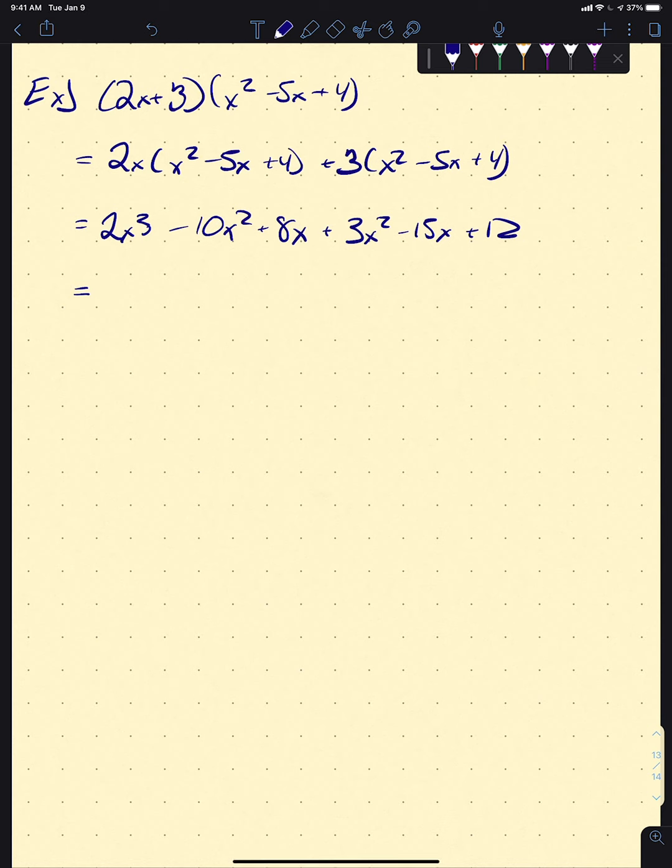And when we collect like terms, looks like we have 2x cubed, we have minus 10x squared and 3x squared, so that tells me we have the total of minus 7x squared. We have 8x and minus 15x. We combine that, we get another minus 7x. And then we have this trailing 12. And this is how we can do those expansions. It's just the distributive property.